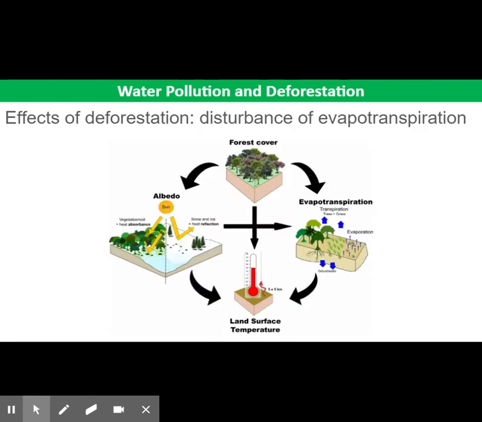A third effect of deforestation is the disturbance of evapotranspiration. So transpiration in trees releases water vapour into the atmosphere, which then condenses into clouds and will return to land via precipitation, so rain. The loss of trees will result in less transpiration. And this will have a knock-on effect on the water cycle, causing droughts due to the lack of precipitation.